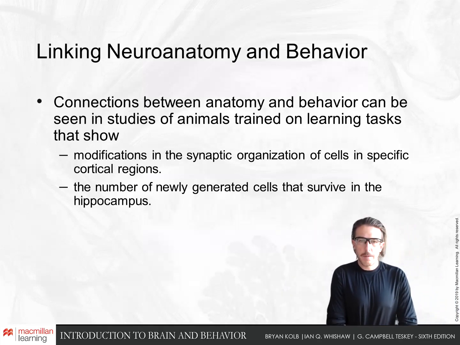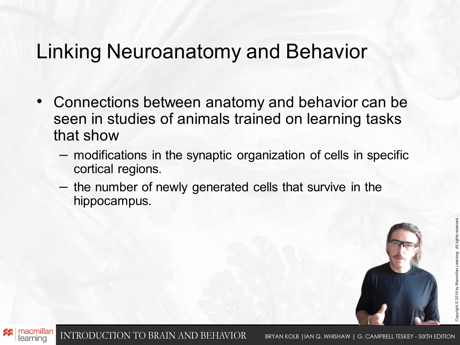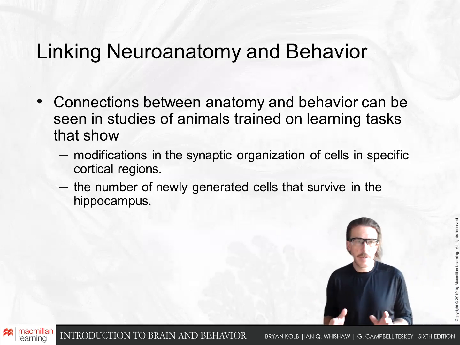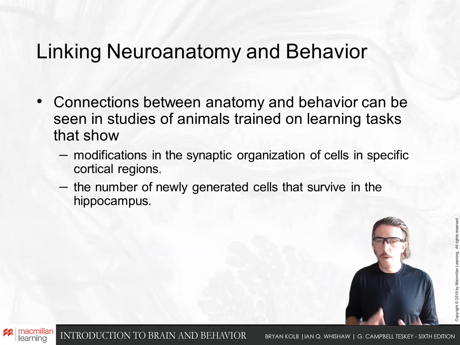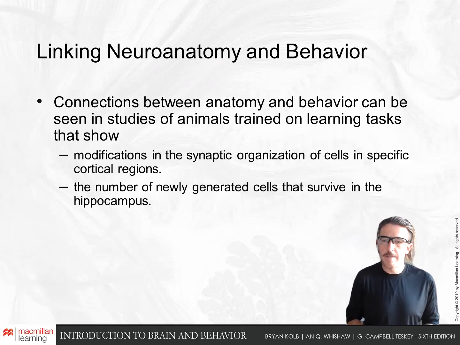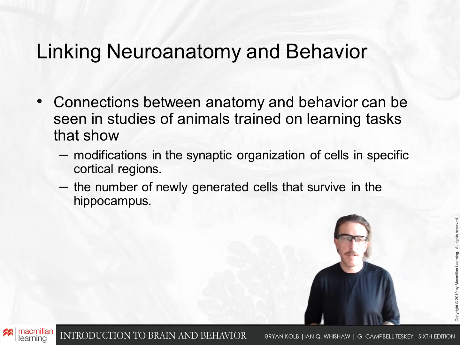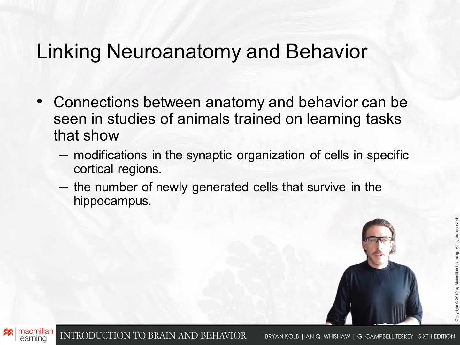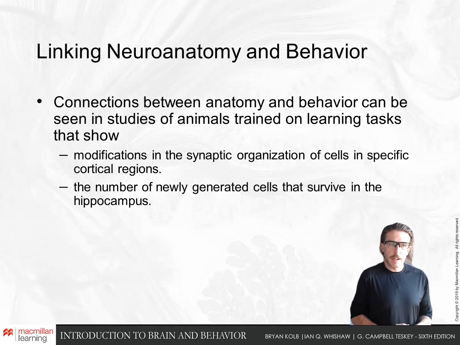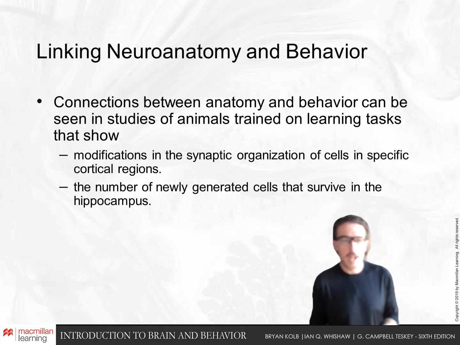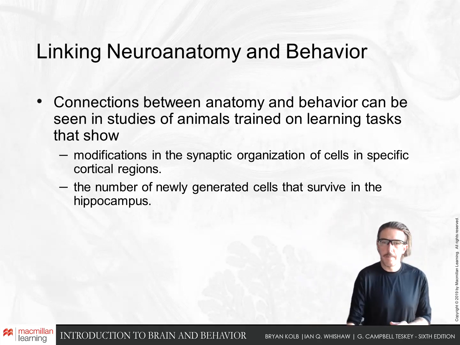So some simple ways to think about the link between brain and behavior is by studying just the link between this cellular anatomy and behavior. We can think about how animals trained on different types of learning tasks might be influenced by the organization or the amount of different cells in particular parts of their brain. Learning, we know, can lead to modifications of synaptic organization of cells in particular cortical regions, and the number of newly generated cells that survive in the hippocampus can influence our ability to learn.